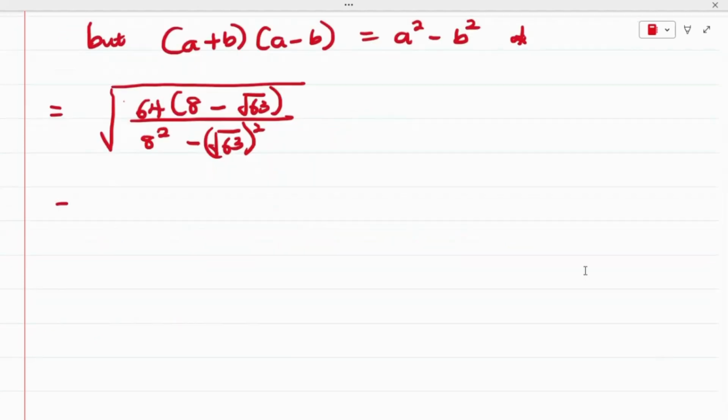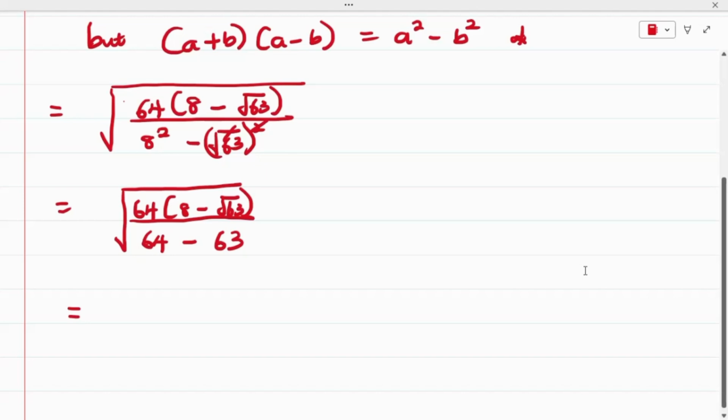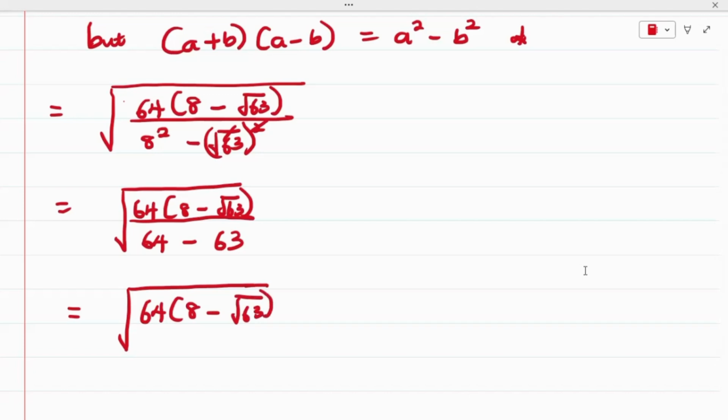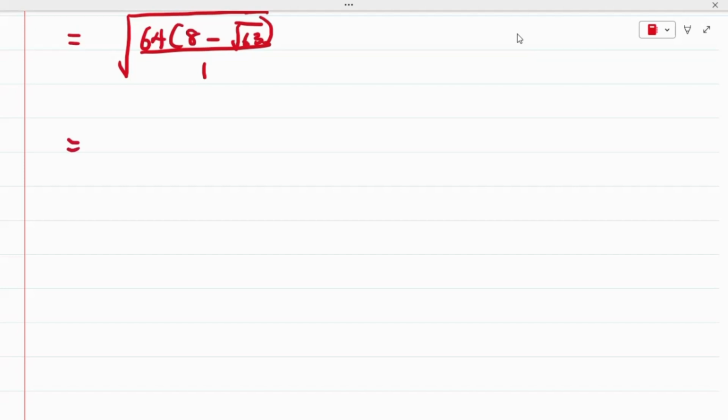Alright, so we have this equal to the square root of 64 multiplied by 8 minus the square root of 63, divided by 8 square is 64 minus, we cancel out the root and square, we have 63. So this is equal to the square root of 64 multiplied by 8 minus the square root of 63, divided by 64 minus 63 is 1. So we have the square root of 64 multiplied by 8 minus the square root of 63.